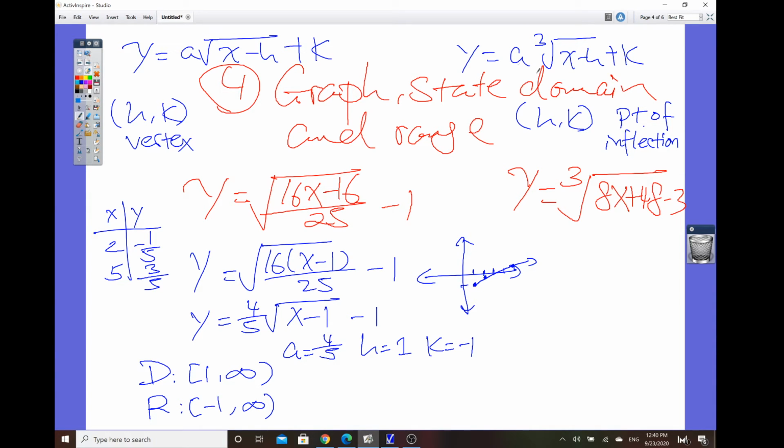And now for the cube root function, it's quite similar to the square root, but the parent graph is always considered a snake, a sideways cubic curve. Okay, so we'll take a look at that.